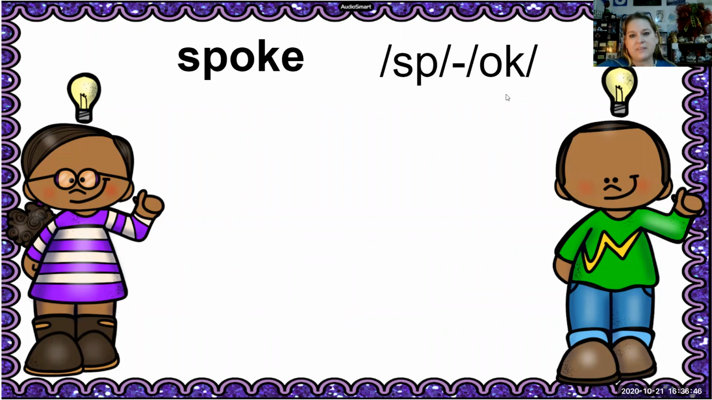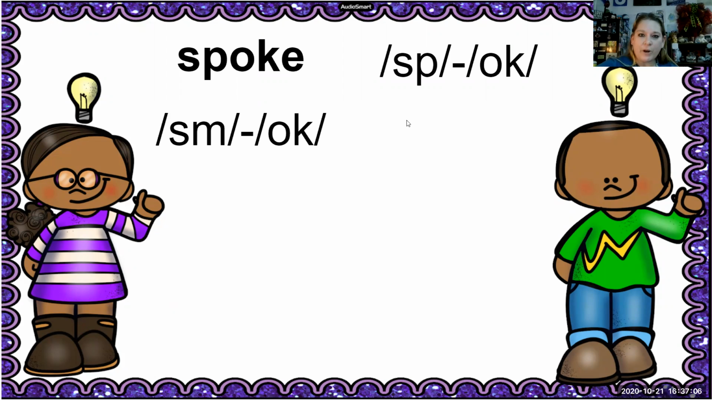We don't hear the E in that sound. We hear the oak. So we have oak, oak. But I don't want it to say spoke anymore. I want the p sound to say smoke. So the new word on the curve is smoke, smoke.